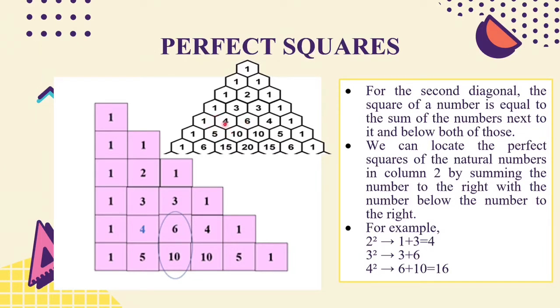Another example is 5. If we square 5, it is 25. Then the next number from 5 is 10.